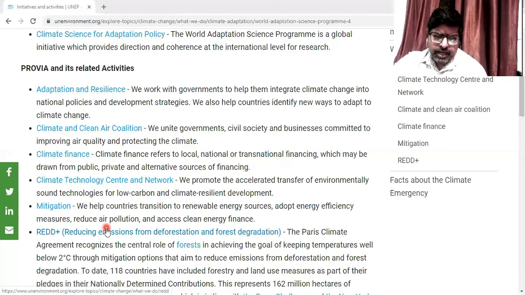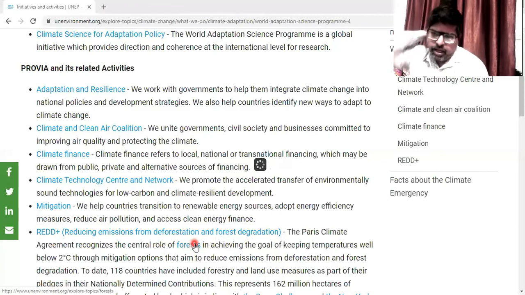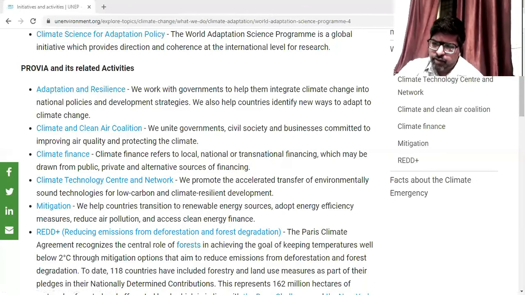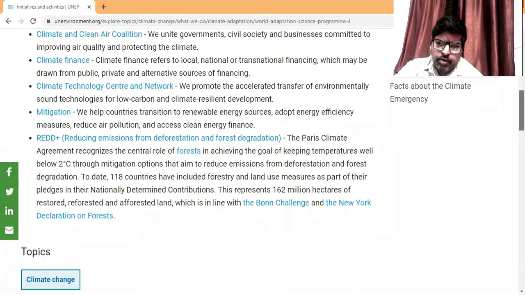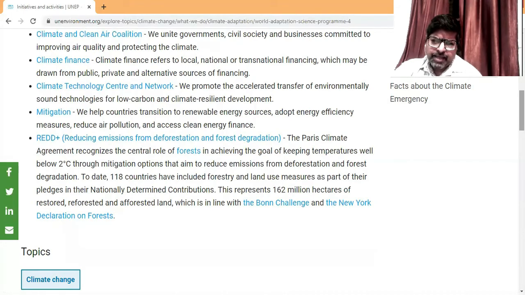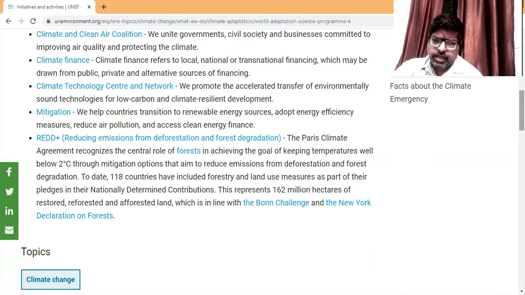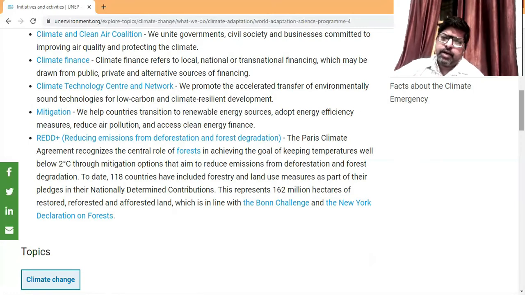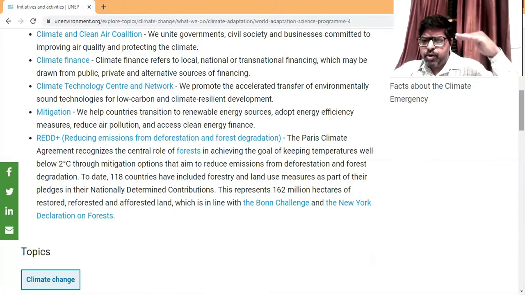Next initiative is REDD plus, which stands for reducing emissions from deforestation and forest degradation. Friends, students, this is one of the prime areas to be talked about, because reducing emissions from deforestation and forest degradation is an important criterion under the United Nations environmental protection programs. The Paris Climate Agreement recognized the central role of forests in achieving the goal of keeping temperature below 2 degrees through mitigation options that aim to reduce emissions from deforestation, and forest pledges in their nationally determined contributions. Whenever we talk about REDD Plus, this is an emission related program where one way we are going to cut short the emission of carbon.